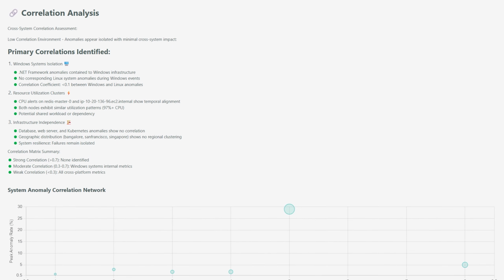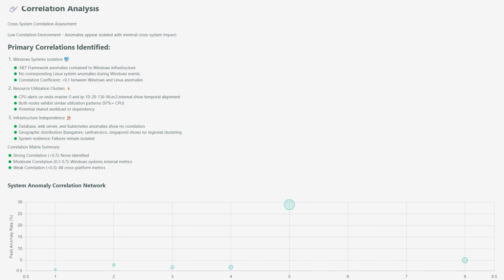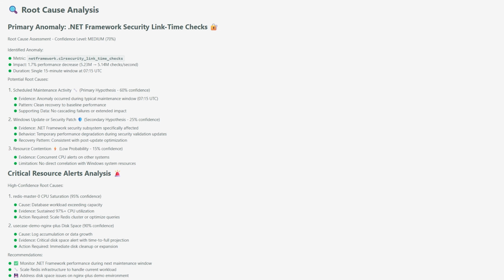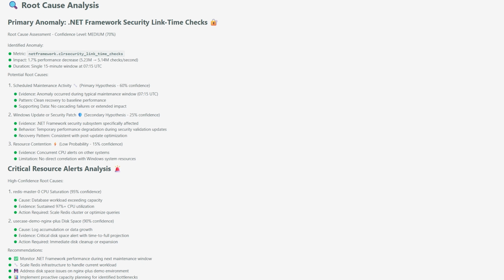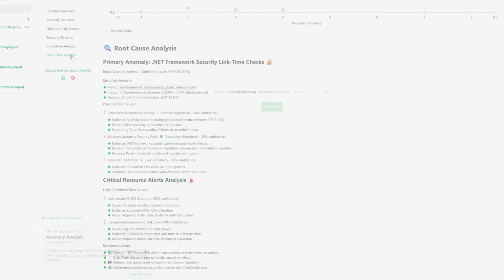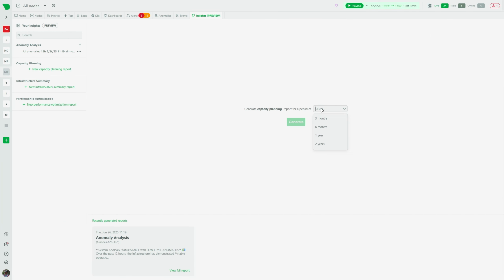The correlation analysis explains to us that all the anomalies are independent. Every node that had an anomaly had it on its own, nothing was correlated between nodes. And finally, the root cause analysis presents us with the main anomalies, why they happened, and also recommends us some actions. Next up, we got the capacity planning report.